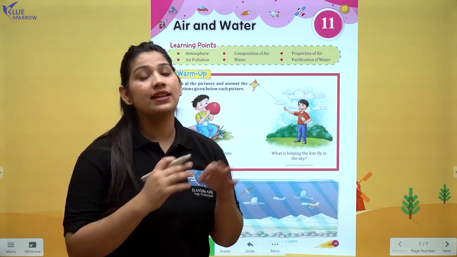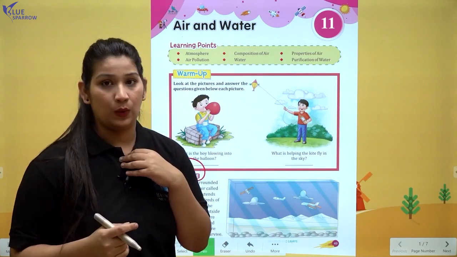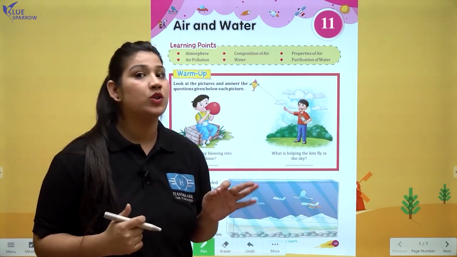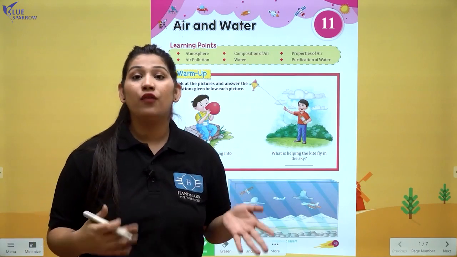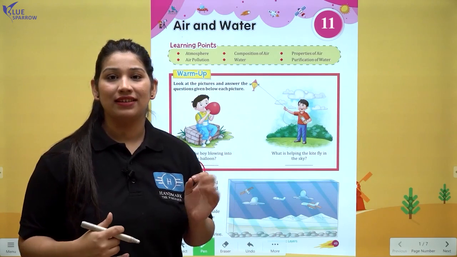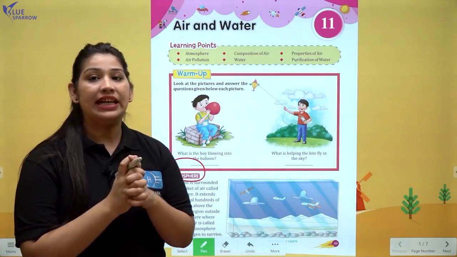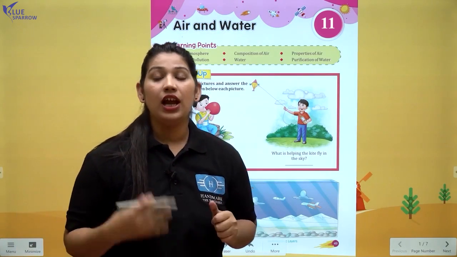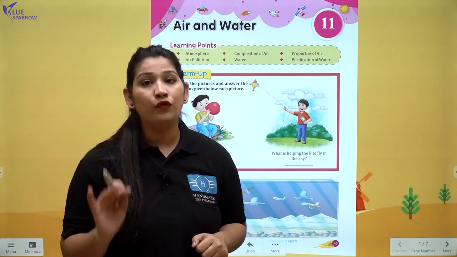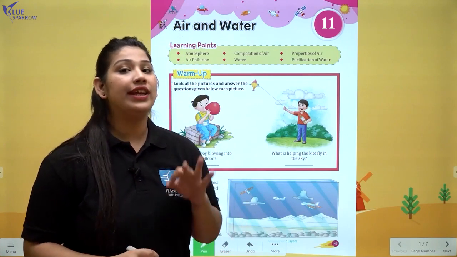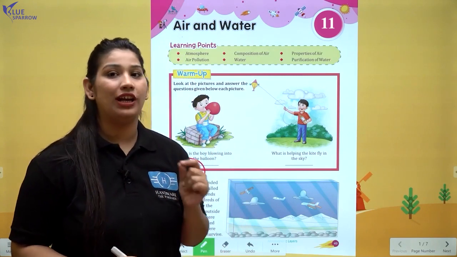Oxygen is present in atmosphere for our survival. Carbon dioxide is also present in our atmosphere for survival of plants. Atmosphere maintains the temperature of the earth. It also protects us from harmful UV rays. UV ray stands for ultraviolet rays.